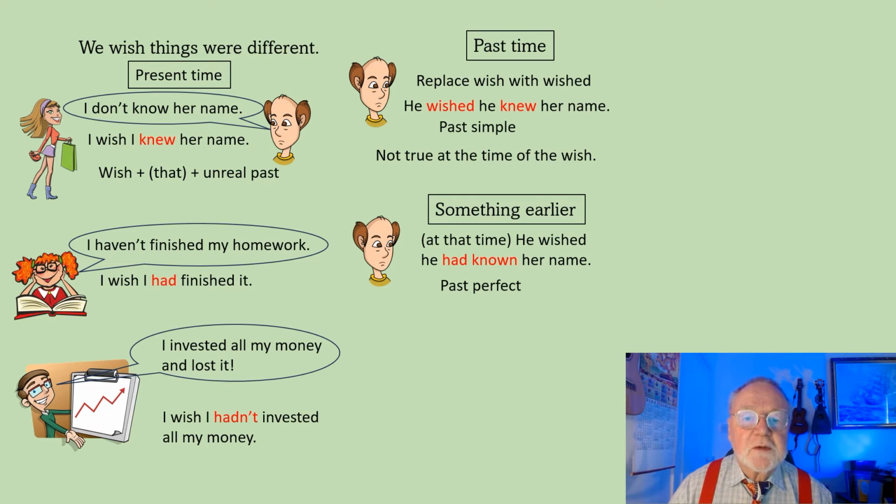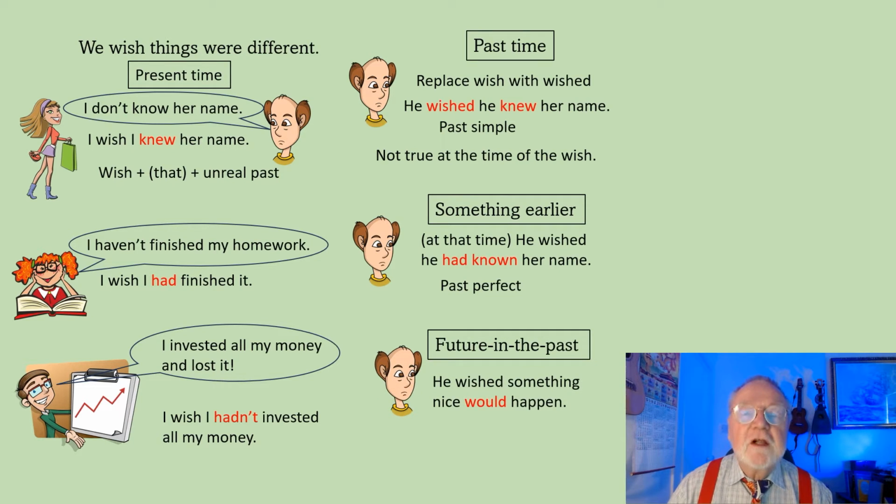This one looks a little complicated, but it isn't really. Future in the past. And if you read it like this, you can understand. He wished, back in the past, something nice would happen in the future. So we call that one future in the past. I'll talk a little more about would in a moment.